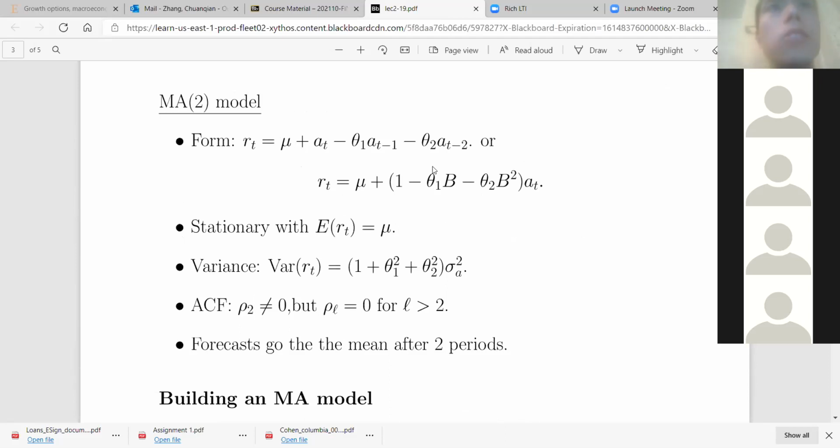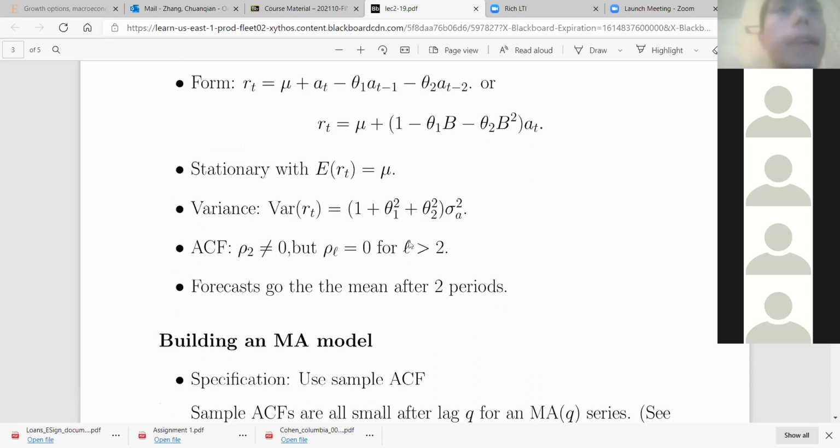So in this case, it's just simply extended to a_{t-1}, a_{t-2}, associated with weights theta 1 and theta 2. So you can also write it down in a compact format like this, right? Again, stationarity, mu, variance like this, autocorrelation, rho 2 will not be equal to 0. That's also understandable because you include the 2 periods lag behind information here. Definitely the correlation for 2 periods will not be 0 anymore, right?